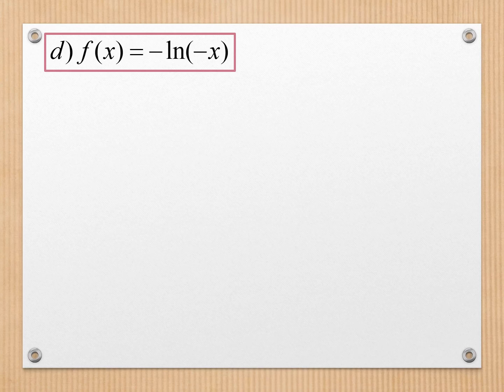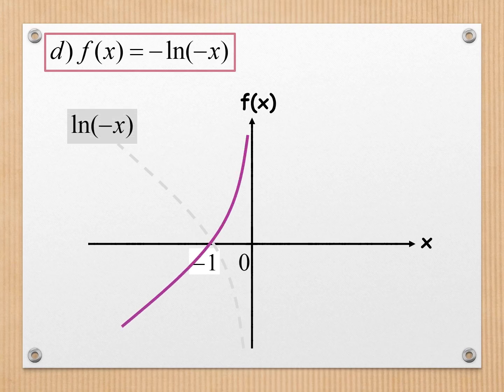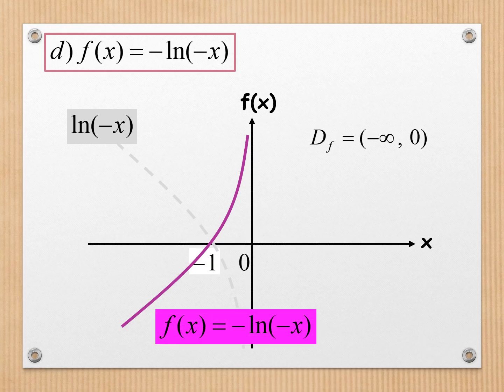And then we draw ln(-x). Suppose this is ln(-x), the dotted curve here. And then negative ln(-x) means that it is moving down, whereas ln(-x) is moving up. So it becomes like this for negative ln(-x). From this graph, we notice that the domain is (-∞, 0), and the range is always (-∞, ∞) for a logarithm function.